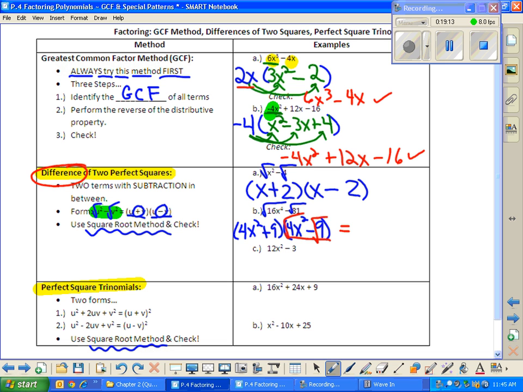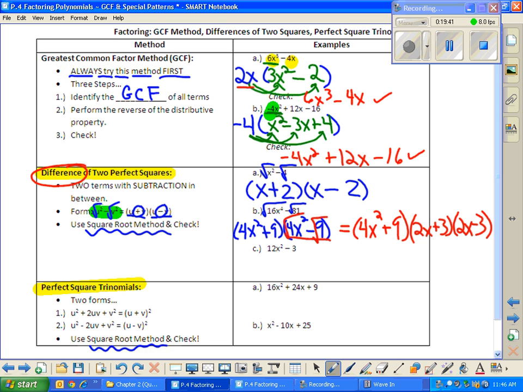So what I'm saying is 4x squared plus 9 doesn't factor. That's going to come along for the ride. And then I could square root method the difference of two perfect squares. So the square root of 4x squared is 2x. The square root of 9 is 3. And then I have to put a plus and a minus in my parentheses there. So now that is completely factored.